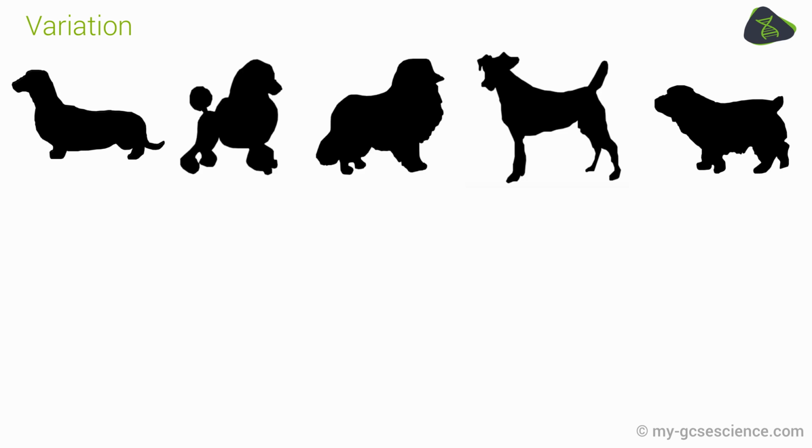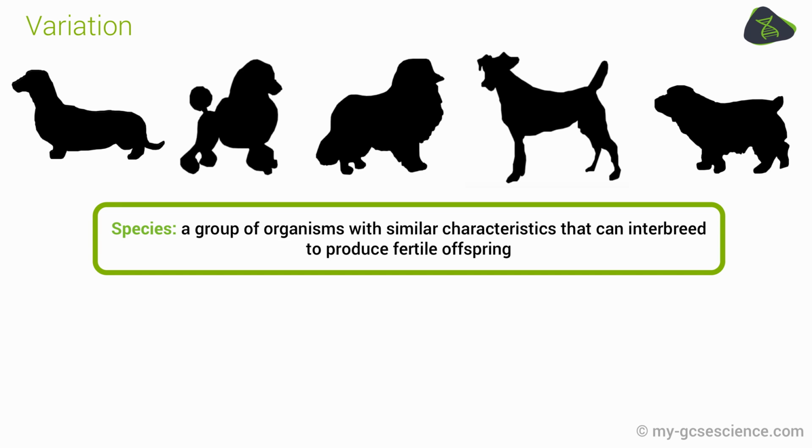So what is meant by a species? Well, essentially a species is a group of organisms with similar characteristics that can interbreed to produce fertile offspring. So a Great Dane, for example, will be able to mate with a poodle, a Labrador could mate with a Dalmatian, and the puppies of each of those crosses are fertile. They can grow up and produce puppies of their own someday.